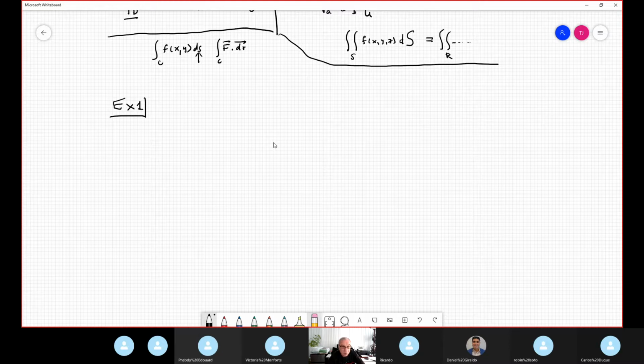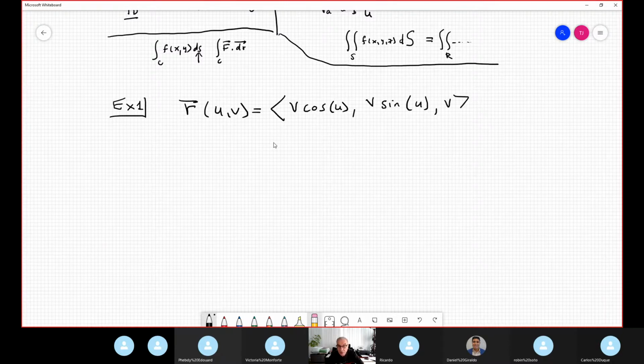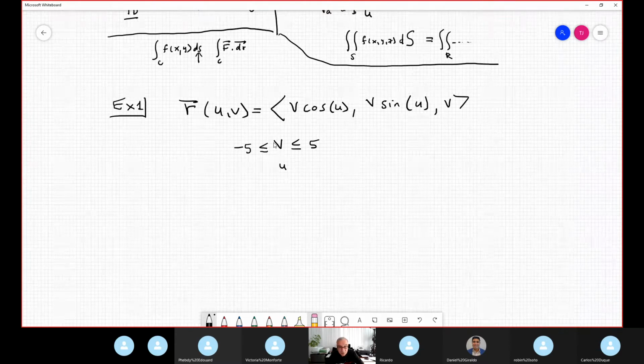Example 1 is, suppose que is given this vector value function that includes two parameters U, V, and this is the vector B cosine U, comma B sine U, comma B. And it says that B varies from negative 5 to positive 5, and U is the angle, the argument inside the trigonometric function, varying from 0 to pi.